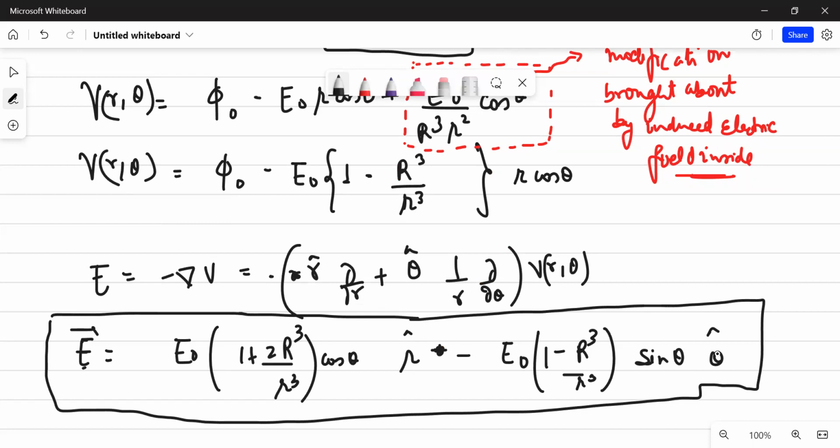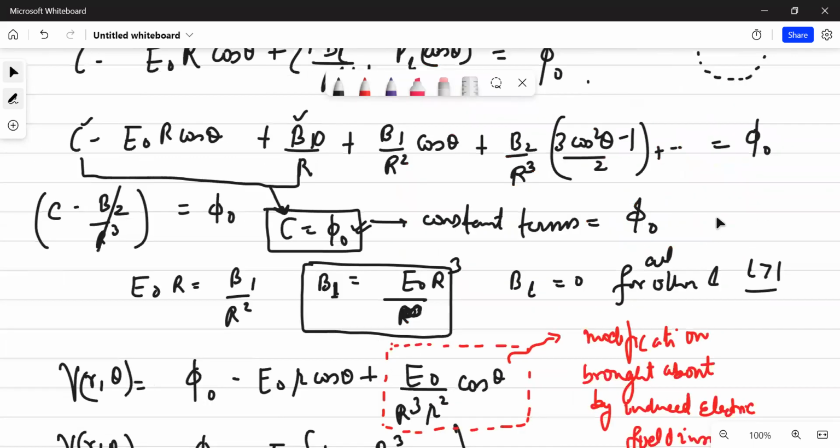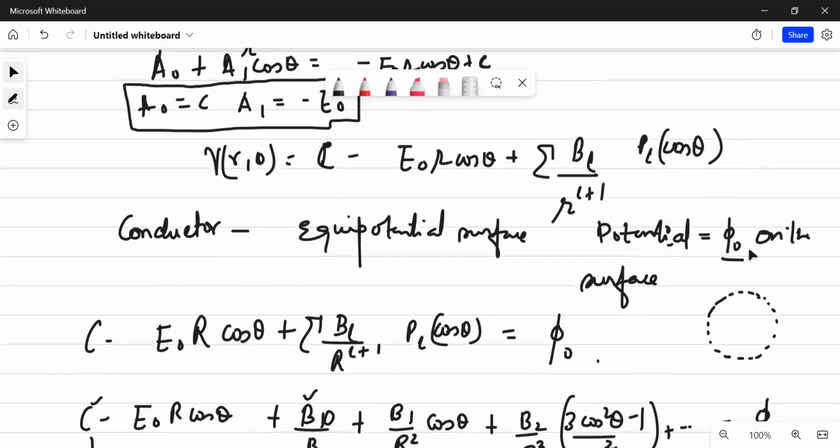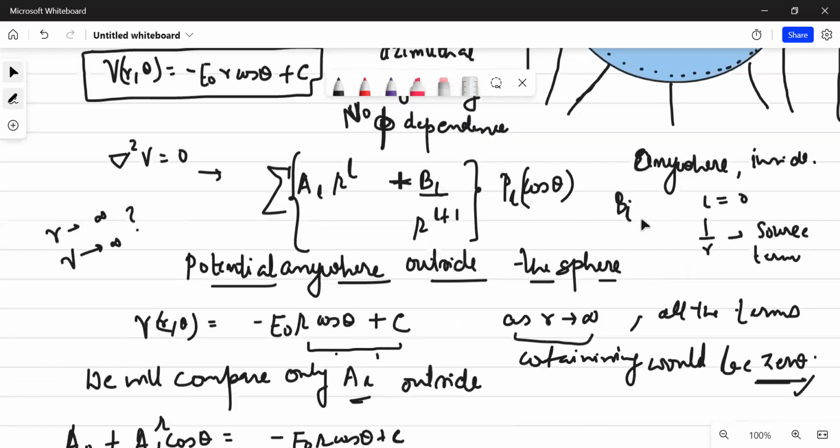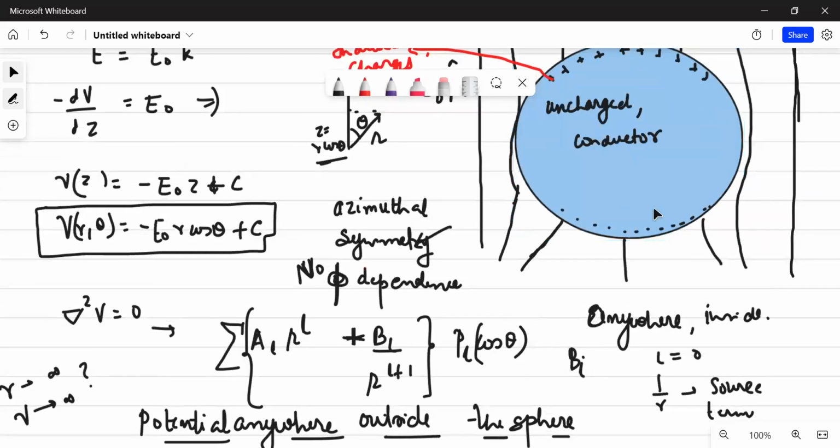And what would be the induced distribution? That is something we were interested in, right? Because of this external electric field, there will be some induced distribution. There could be some induced charges on the surface, somewhere. Is that clear?